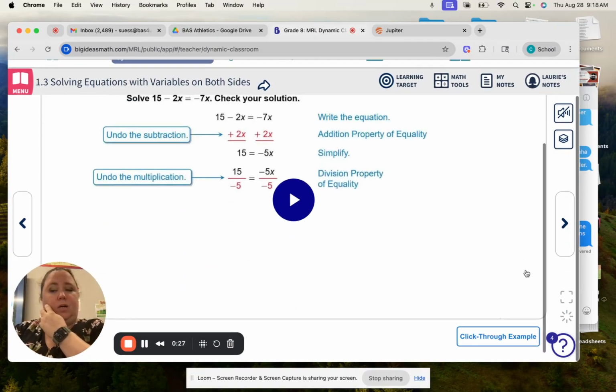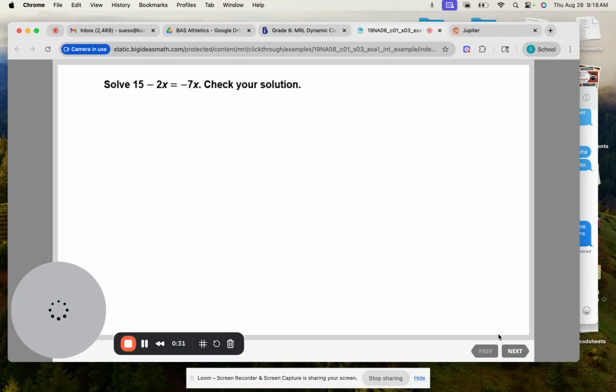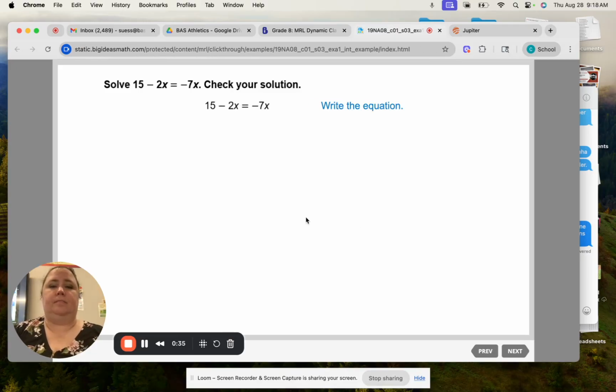So, example 1, we're going to write this in your journals. So everybody got your journal? Put EX1. All right, everybody write the equation. 15 minus 2x equals negative 7x.